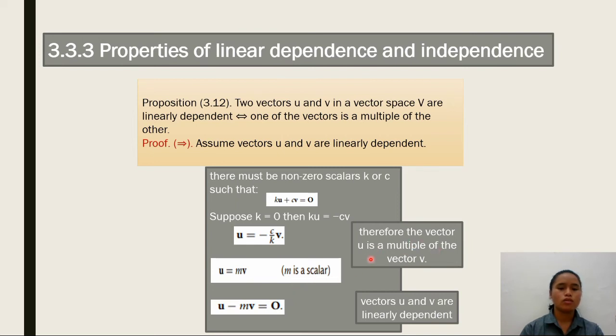Therefore, the vector u is a multiple of the vector v, right? And in the end we get u - mv = 0. Vectors u and v are linearly dependent, so this is linearly dependent.